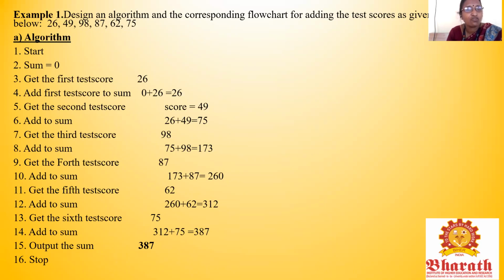Get the second test score. That is the incoming score, which is 49. Add it to the partial sum. So the partial sum is 26 plus 49, equal to 75.